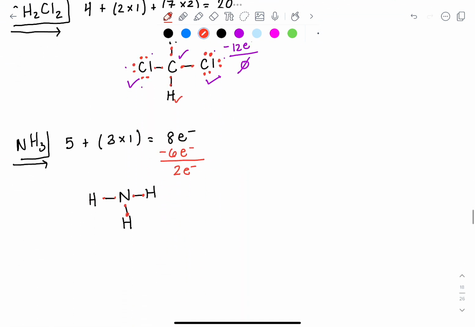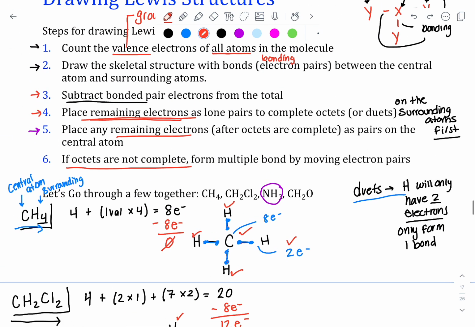Since our surrounding atoms are all hydrogens and they all have their 2 electrons associated with them, right? These 2 electrons go to that hydrogen, these 2 electrons go to that hydrogen, and those 2 electrons go to that hydrogen. They all have their duets, so all of those hydrogens have their duets and they're happy. So we've completed step 4 without having to place any remaining electrons anywhere. So we still have 2 electrons left.